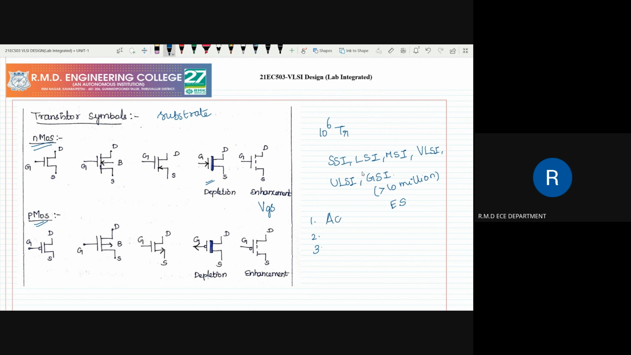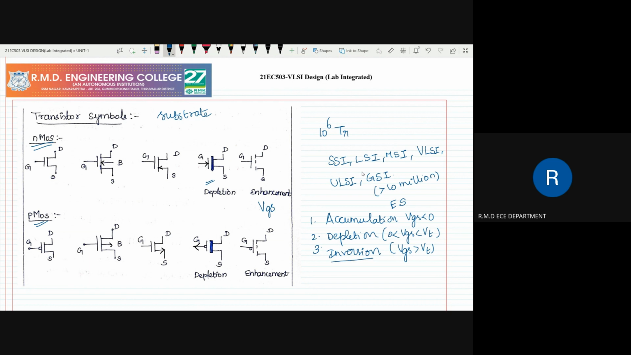This transistor operates in three regions. One is called the accumulation region, where opposite charges attract each other and accumulate in one place, and the condition is VGS less than 0. The second is the depletion mode, which is 0 less than VGS less than VT. The third is the inversion mode, where VGS is greater than VT. These are the three modes in which the transistor works.